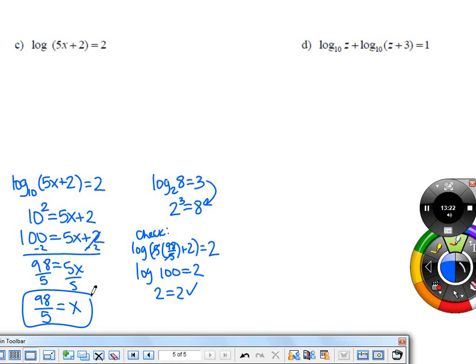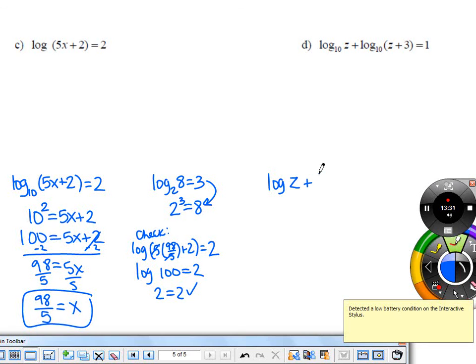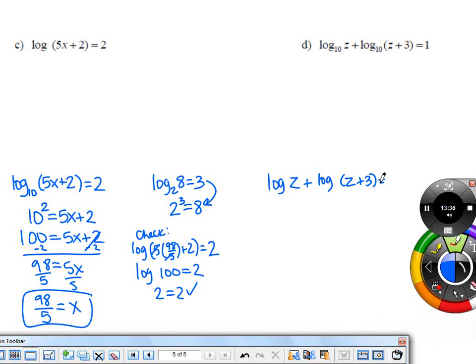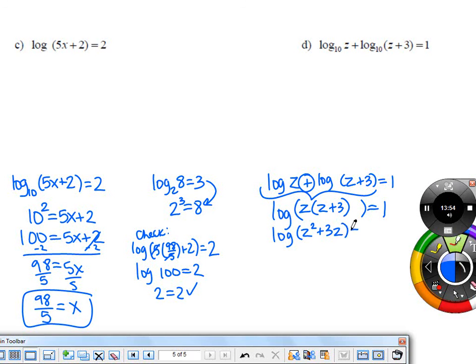All right, now part D is confusing because there's numbers, there's multiple logs, lots of things going on. But don't forget that your properties allow you to take these 2 separate logarithms with base 10. Remember, I don't have to write that base if I don't want to. And we still know that it's base 10. And combine them together. Now, because they're being added as separate logarithms, when I combine them into one logarithm, they are going to multiply. z times z plus 3. Okay? So this will be the log of z squared plus 3z equals 1.